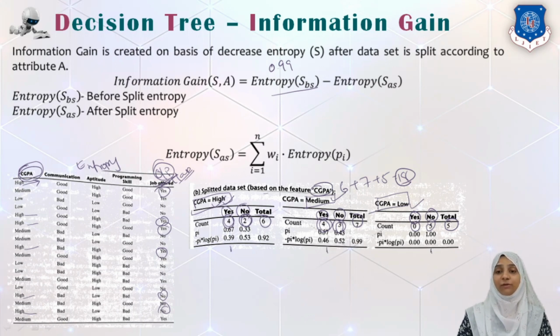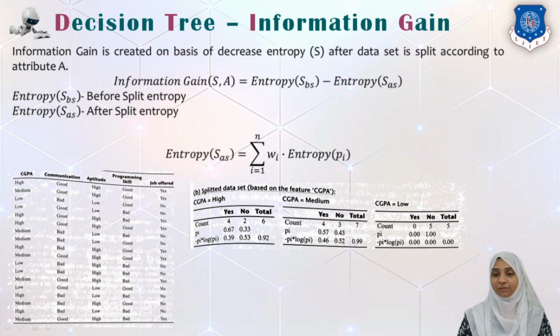How to calculate entropy? So we will calculate P of i, the probability of yes. That is nothing but 4 divided by 6, and here we will have 2 divided by 6. Likewise, we have 4 by 7 because this value is 4 and this total is 7, and here we will have 3 by 7. Here we will have 0 by 5 and we will have 5 by 5. So the values turn out to be, let me clear all these things.